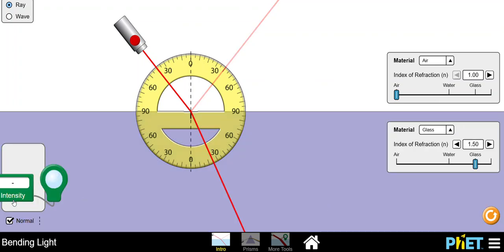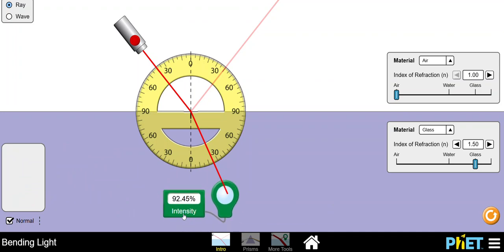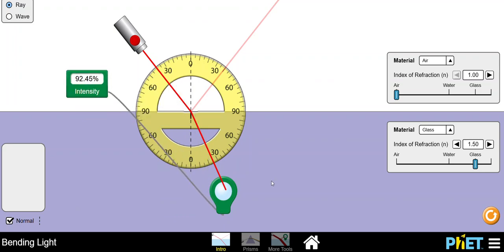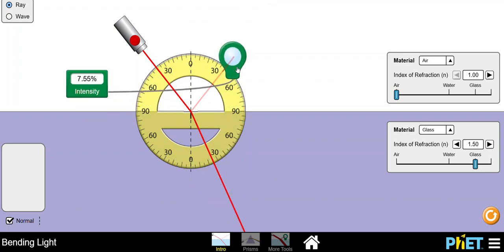And what else? You can also measure the intensity of the different rays. So for example, here I have that the intensity of the refracted ray is 92.45%, while the intensity of the reflected ray is just 7.55%. So this is another option that it gives you, right?